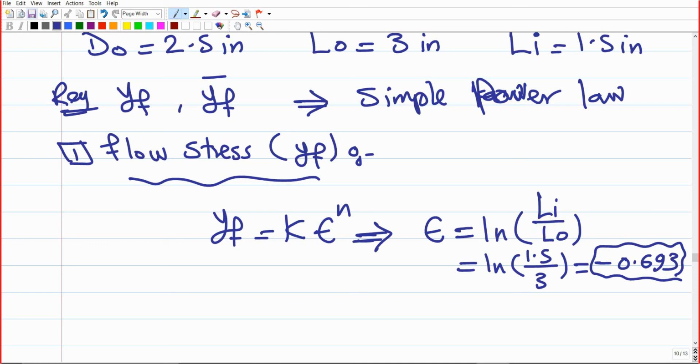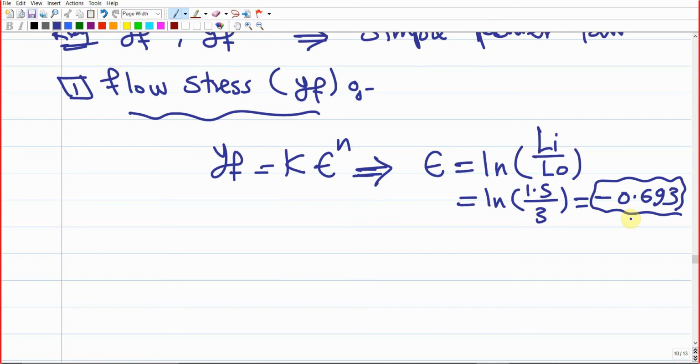But as I told you, in case you messed it up or just put L0 on the top and Li in the denominator, it doesn't matter. You're going to end up with the value, and the thing we are interested in is just the value. Okay, so this is the true strain. Plug it in here and you're going to end up with the flow stress. The K is already given as 40,000.